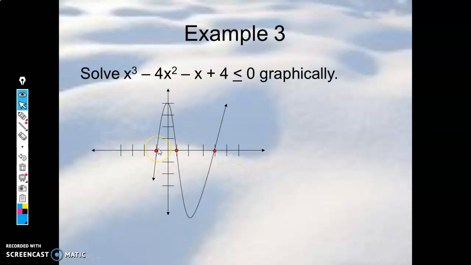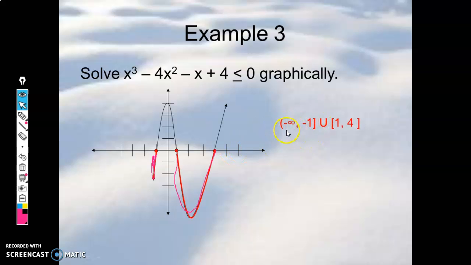You have 3 zeros here. Okay, so we're looking for where it's less than or equal to 0. So basically, the parts you're considering are each of these sections below the x-axis. So here, and between here and here. Okay? So, it's already highlighted there.